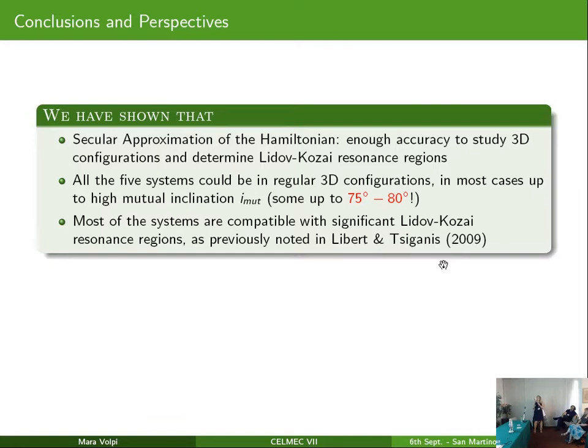At the end, we have shown that most of the systems are compatible with significant Lidov-Kozai resonance regions, which is not news, because it was already noted by Libert and Tsiganis in 2010. But it is notable that we managed to find the same result with the circular approximation.